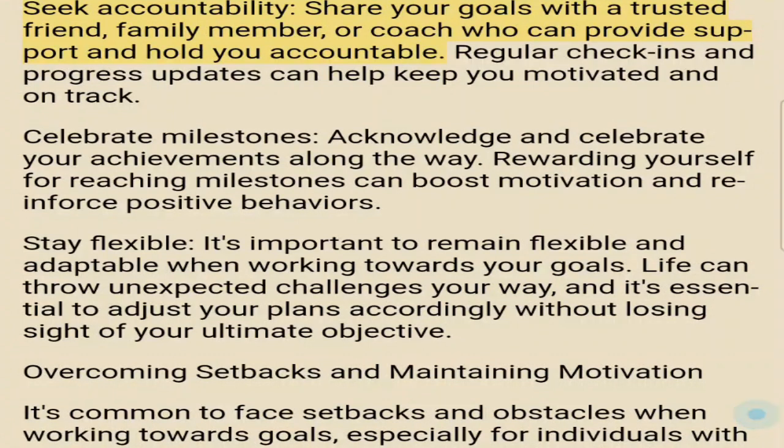Seek accountability. Share your goals with a trusted friend, family member, or coach who can provide support and hold you accountable. Regular check-ins and progress updates can help keep you motivated and on track. Celebrate milestones. Acknowledge and celebrate your achievements along the way. Rewarding yourself for reaching milestones can boost motivation and reinforce positive behaviors. Stay flexible. It's important to remain flexible and adaptable when working towards your goals. Life can throw unexpected challenges your way, and it's essential to adjust your plans accordingly without losing sight of your ultimate objective.